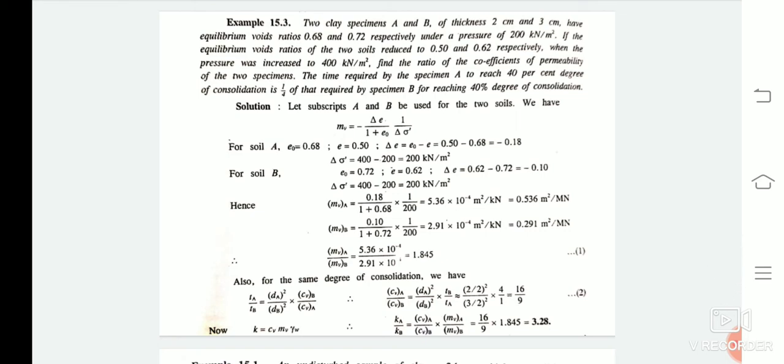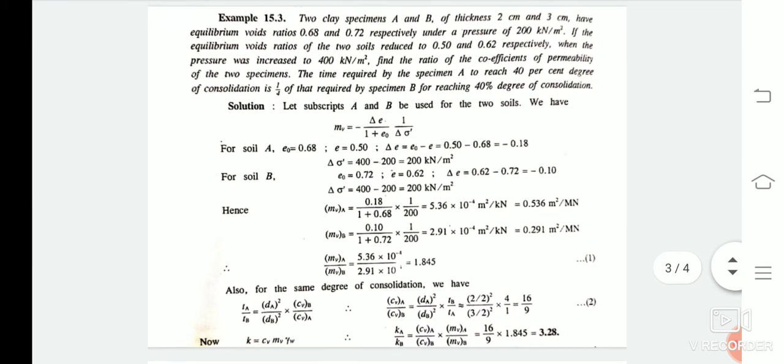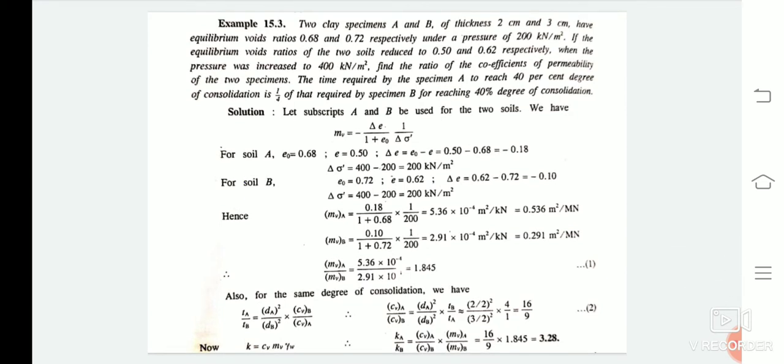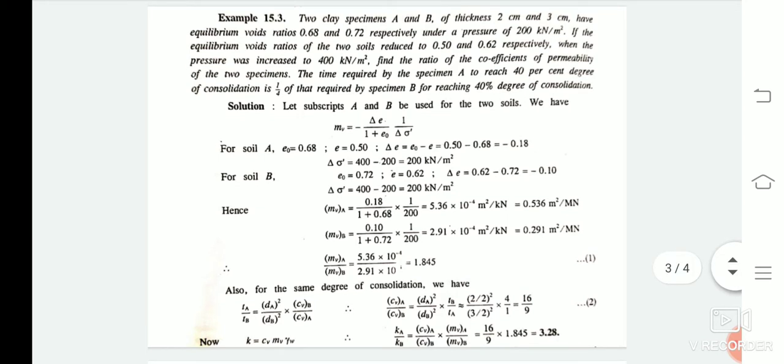The third numerical consists of two clay specimens, A and B, of thickness 2 cm and 3 cm. They have equilibrium void ratios of 0.68 and 0.72 respectively under a pressure of 200 kN per meter square. If the equilibrium void ratios of the two soils reduced to 0.5 and 0.62 respectively when the pressure was increased to 400 kN per meter square, find the ratio of the coefficients of permeability of the two specimens.